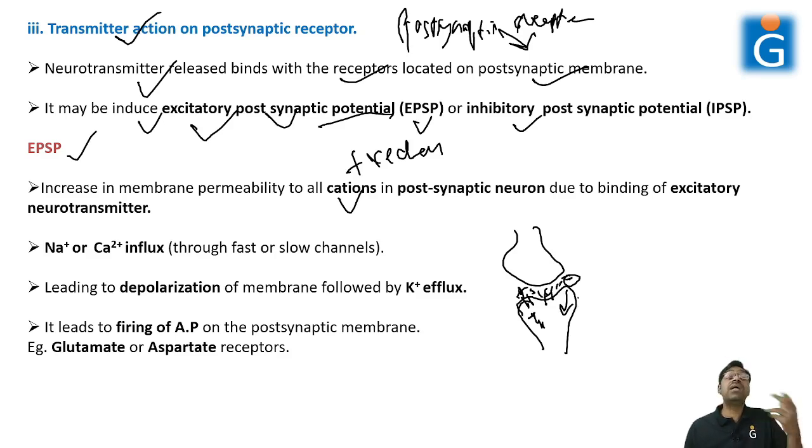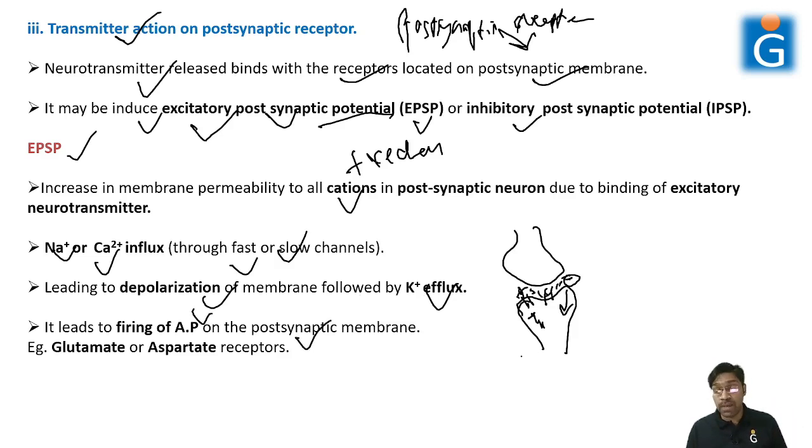If there is an influx of positive ions, it is going to result in the excitation of the neuron. The influx of sodium and calcium is going to increase the depolarization. Hence there is an increase in the positive polarity through the fast or slow channels, it may depend, leading to the depolarization of the membrane followed by the potassium efflux. This is going to cause the excitation of the neuron, and the firing of the neuron due to the activation of an action potential on the postsynaptic receptor.